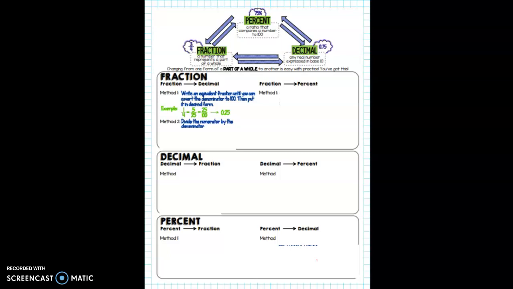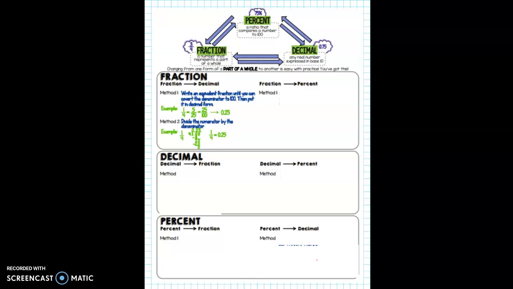Now, if your fraction is not one that can be easily changed to 100, you're going to divide the numerator by the denominator. Use a calculator to do this. Simply put the numerator divided by the denominator. So 1 divided by 4, the calculator would tell you 0.25. It's the same way we find your grades. We take the number correct divided by the total number possible.